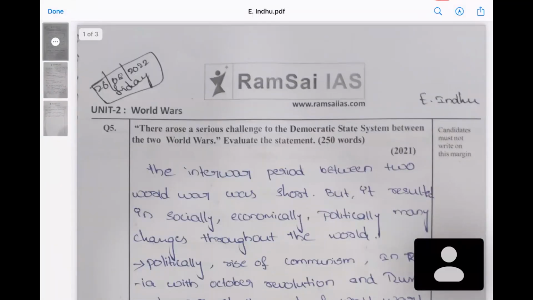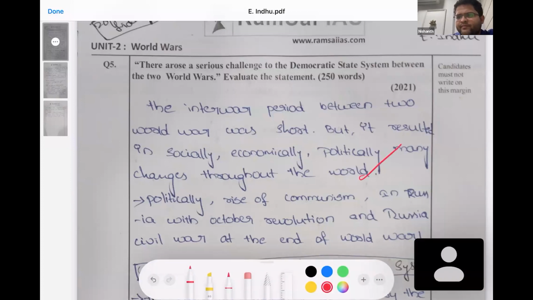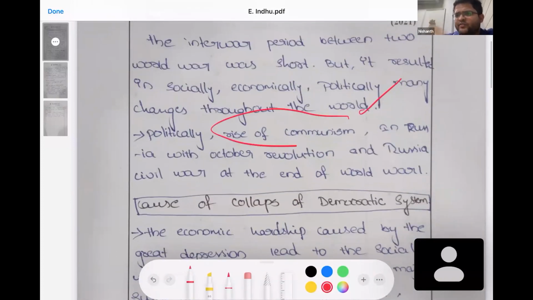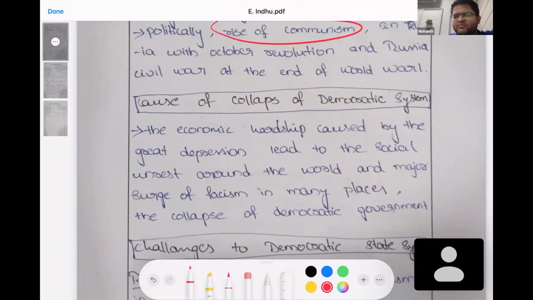Yes, sir. Yes, the rise of communism is good. The October Revolution, as a cause of the collapse of the democratic system. I hope you mean it in the context of the USSR. Hindu, are you there?